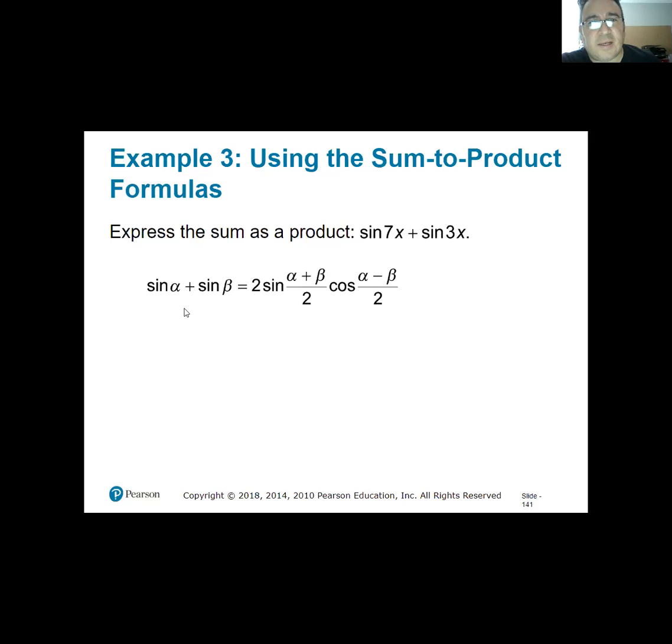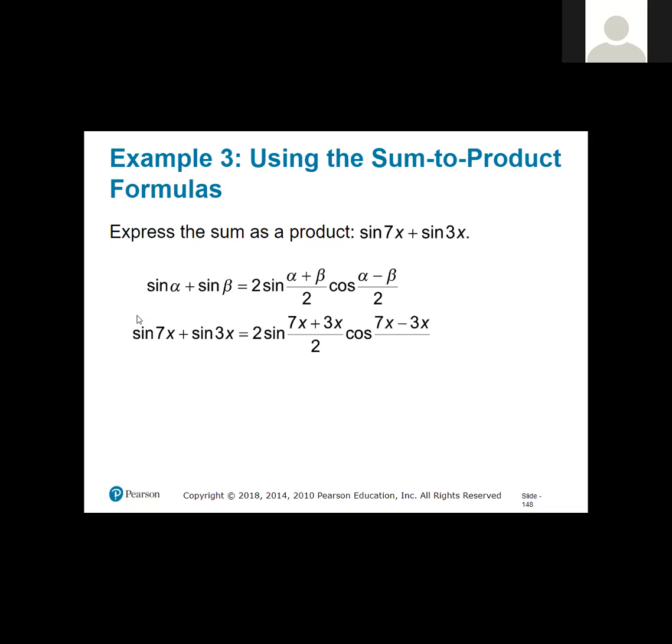Alpha is going to be what, Lan? 7x. And what's beta going to be? 3x. All right, so fill them in. So it's going to be 2 sine 7x plus 3x over 2, cosine 7x minus 3x over 2. Good job, Lan. Got it?